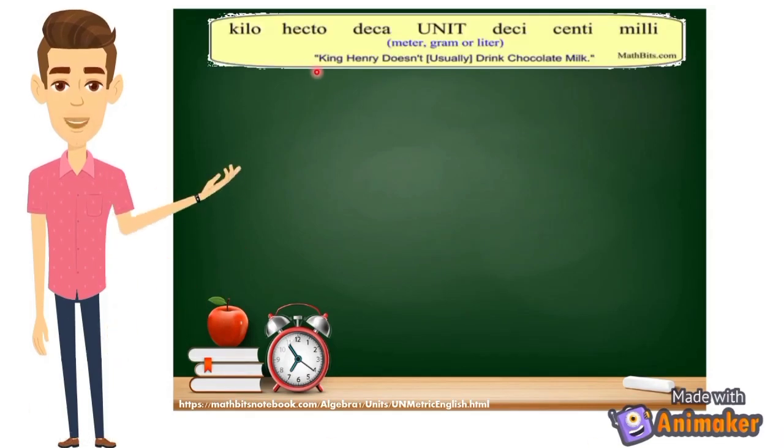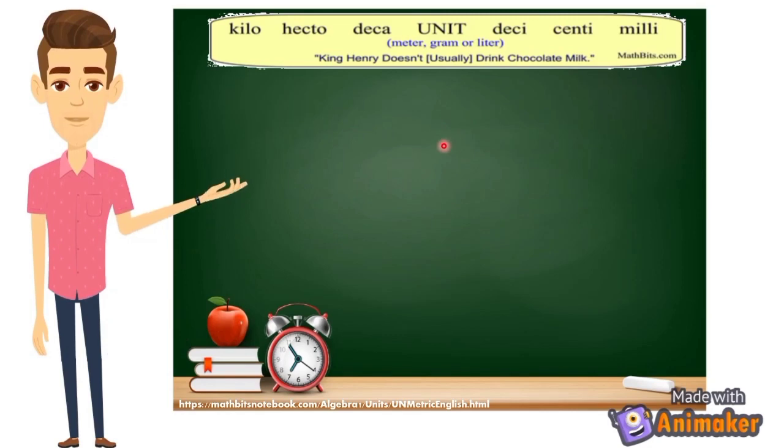So we have King Henry doesn't usually drink chocolate milk. For letter K, we have kilo. For H, we have hecto. For D, we have deca. For U, we have unit. So this one is the usual unit that we are using. Then for letter D, deci. For letter C, centi. And for letter M, milli.